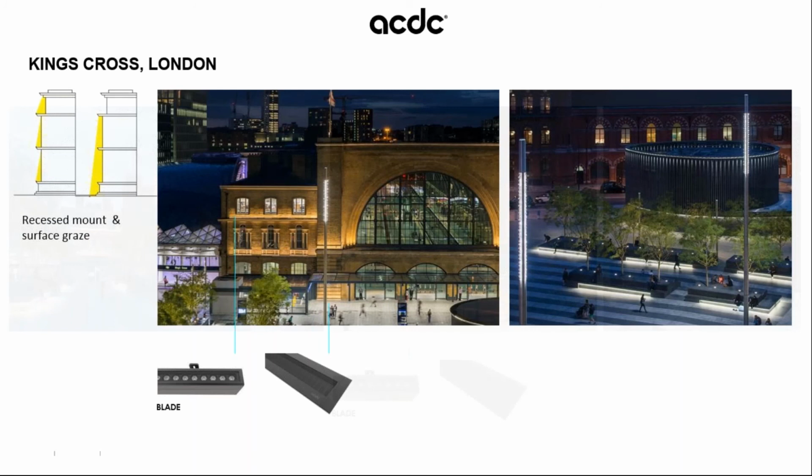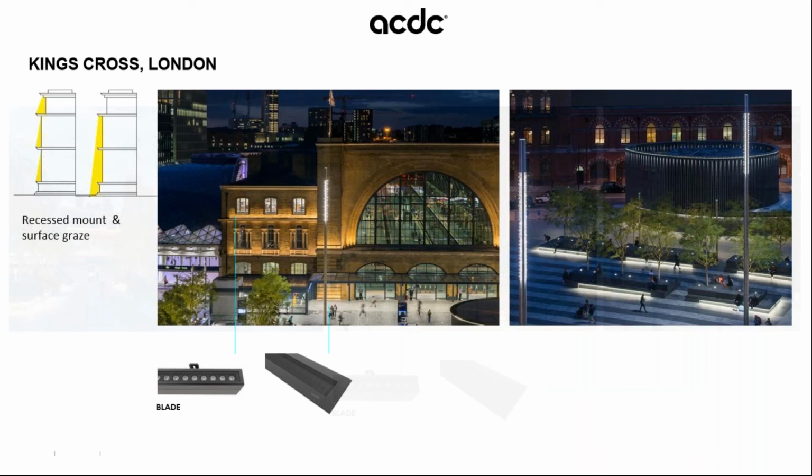So you've got linear fittings end to end, providing a continuous linear effect, grazing up that architectural facade. And then you have the recessed luminaire at low level, also grazing up. And this is about framing the building, making sure that from the base all the way to the top, we're lighting that building and working with the architecture.